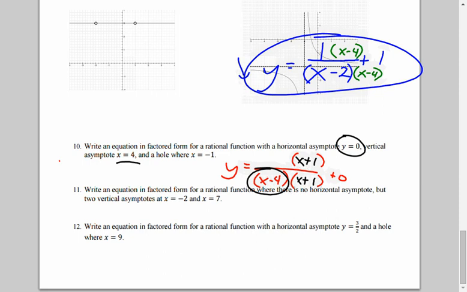And it's got the hole where x equals -1. That's that part. All right, so that's talking you through that one.